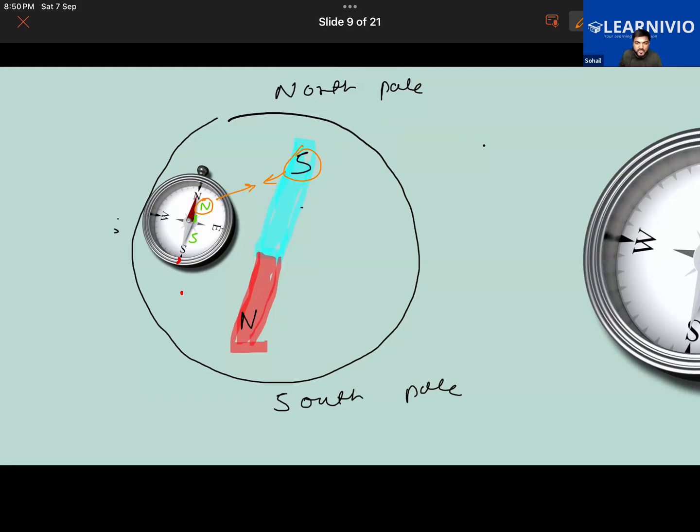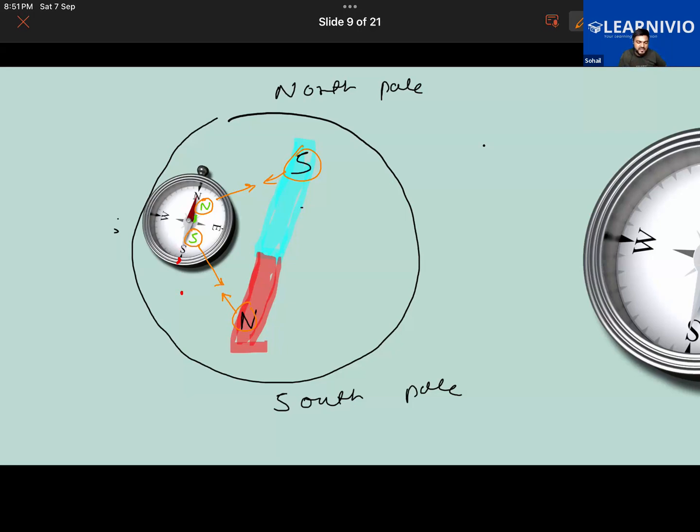Getting it? Salman, you getting it? Halima, you getting it? Yes, sir. This one being south, this one being north, they will be getting attracted towards each other. That is the reason why this needle will always be aligning itself in the north-south direction.